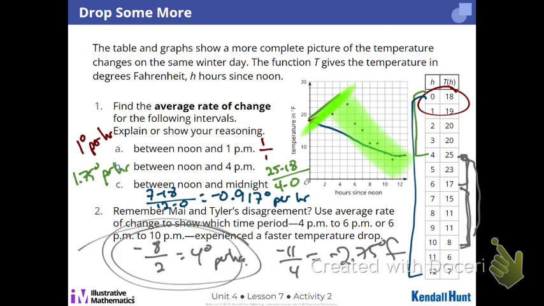So again, Ty, remember, Ty was right. Yes, so it's a faster temperature drop. Oh no, I know. Yep, they're both negative. Did I not? Oh, I didn't write negative there. They are. There you go. So we need to look at the interval.